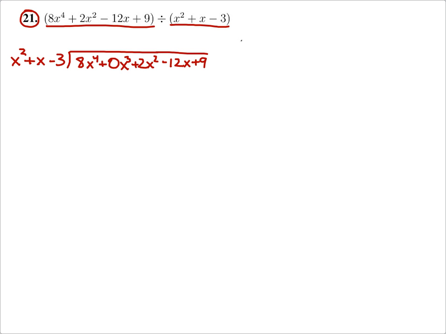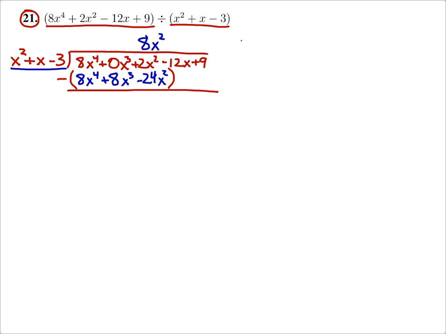All right. Now the question to begin with is, how do you create 8x to the fourth when you are multiplying by x squared? The answer is 8x squared. Now watch how this works. 8x squared multiplies by the entire divisor, and it makes 8x to the fourth plus 8x to the third minus 24x squared. And this whole bit is subtracted away.